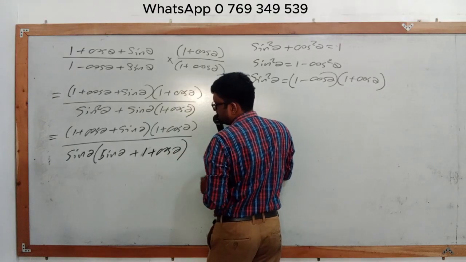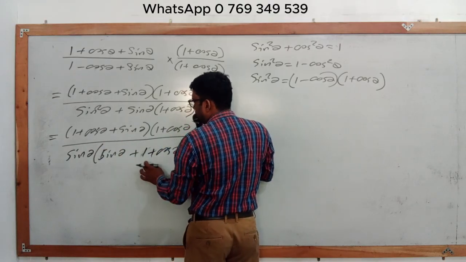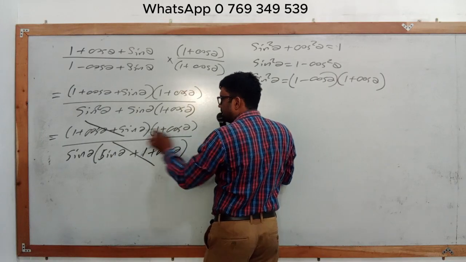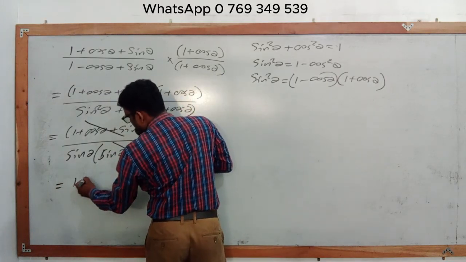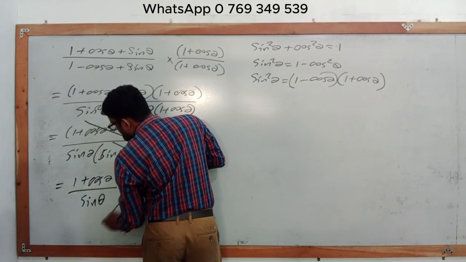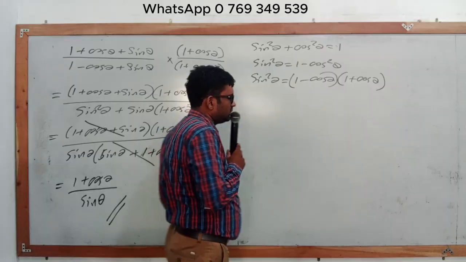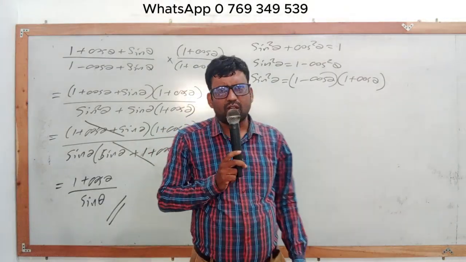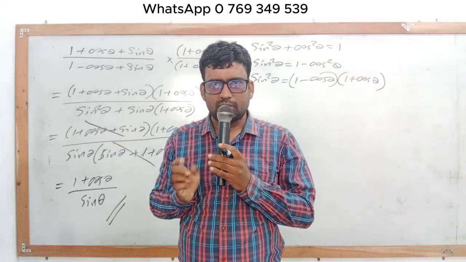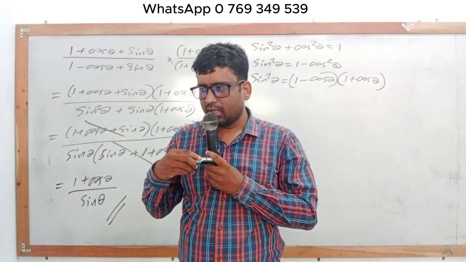cos theta. Right? Here 1 plus cos theta sin theta, here 1 plus cos theta sin theta. Then we can cut like this. Here this is the answer. Therefore 1 plus cos theta divided by sin theta is the answer. Right? Very simple and very quickly done.